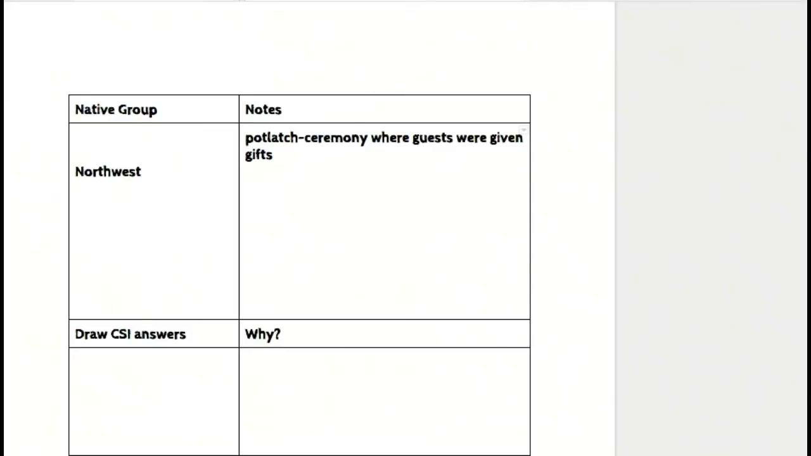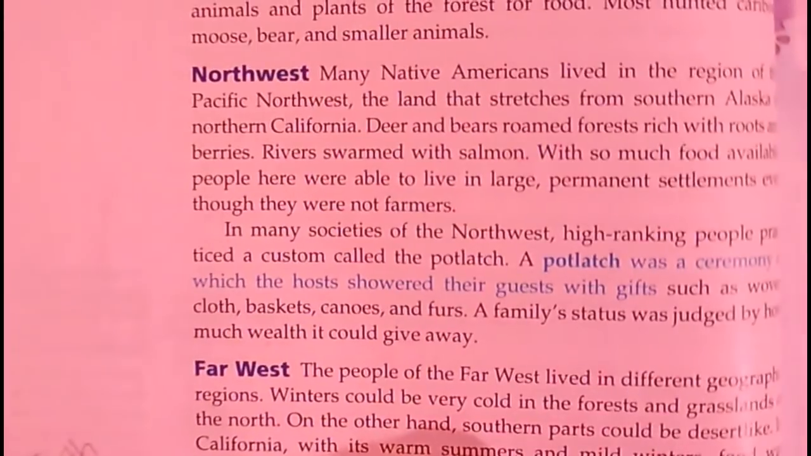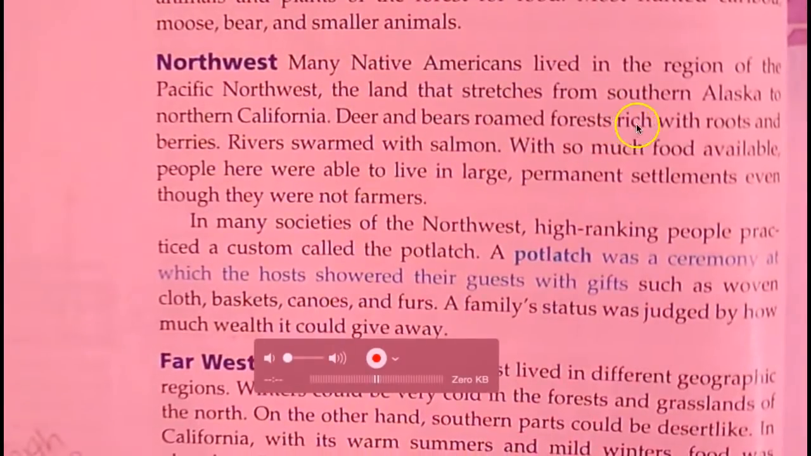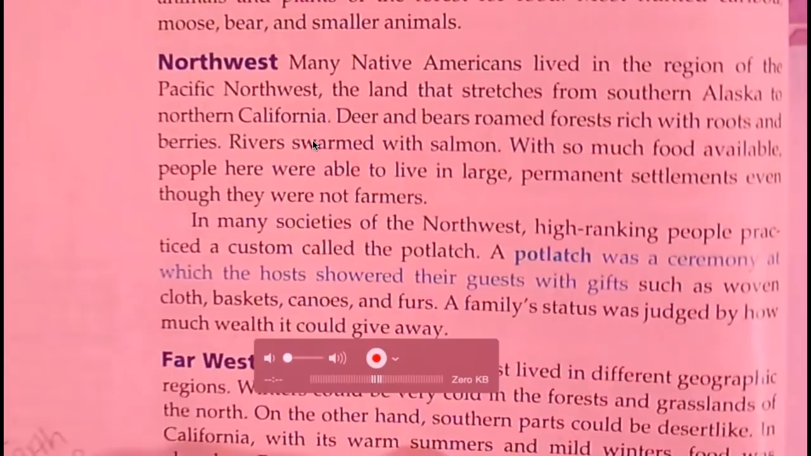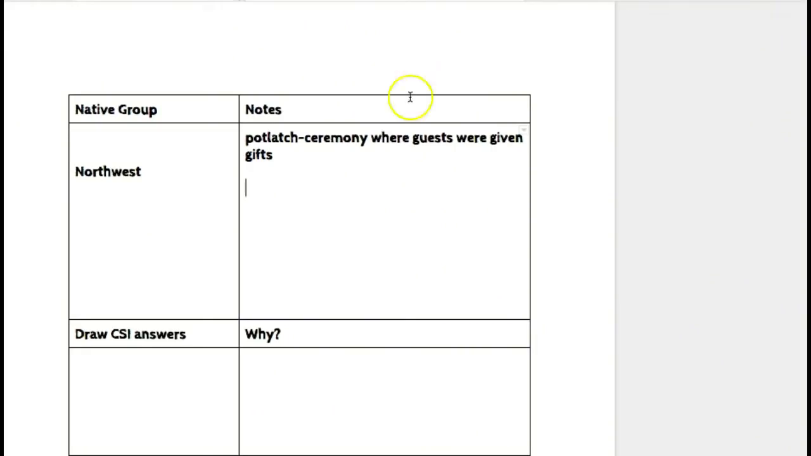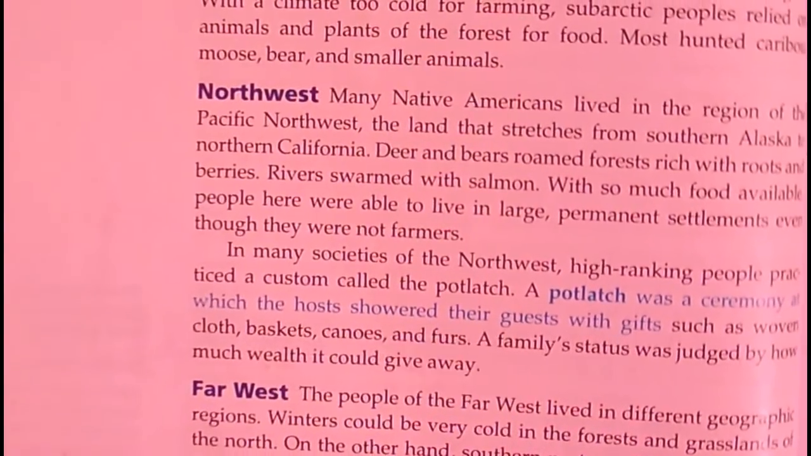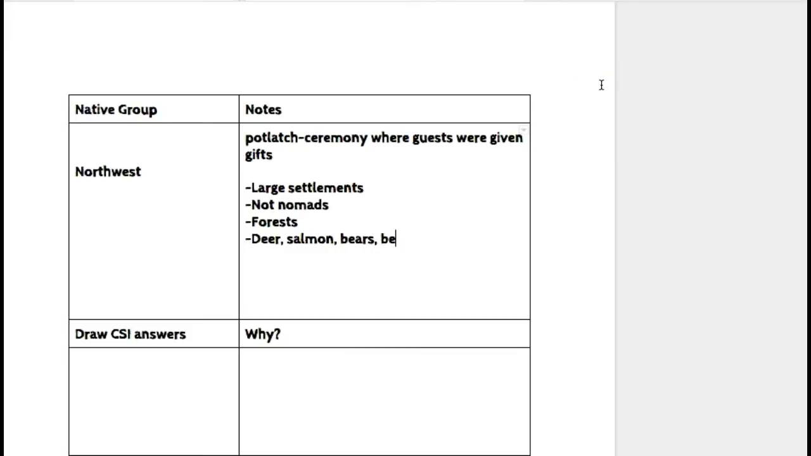Okay, now let's look back and see what other things we can find. It said that they had rich forests. They tend to have a different diet than the one above, that far north. They had salmon, deer, lots of food was available. People were able to live in large permanent settlements. So let's add that. We can say large settlements, and permanent means they stay put. So we could say not nomads, right? Because nomads move around. We could say they lived in forests, had deer, salmon. What else did they have? Bears. Oh, they had roots and berries, so they had plants. So bears, they had berries.